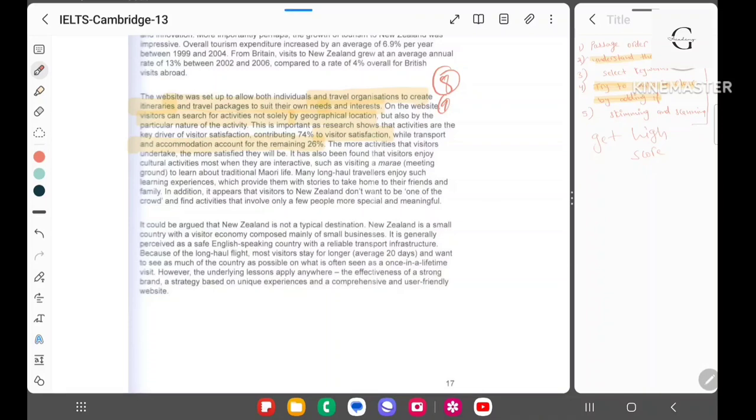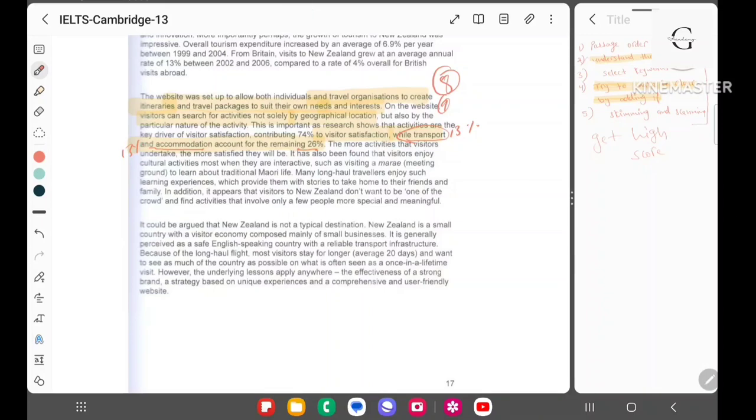So the thing is, of course, they are talking about accommodation, they are talking about 26%, but the most important thing, they have just added a new thing in it, that is transport. So they are not saying that accommodation accounts for 26%. It means transport and accommodation account for the remaining 26%. It means both account for 13%. So 13% for accommodation and 13% for the transport.